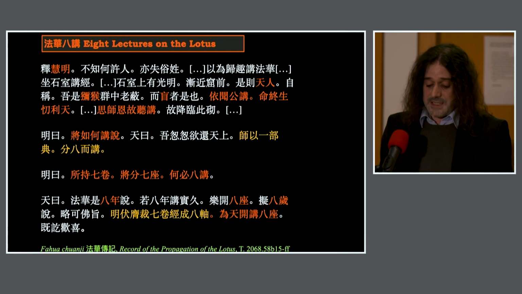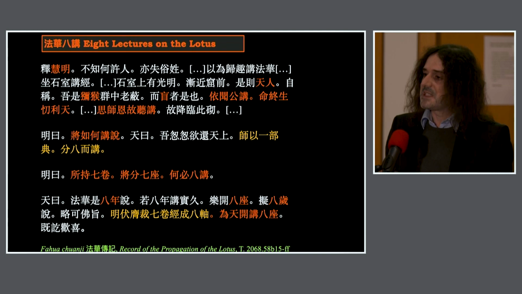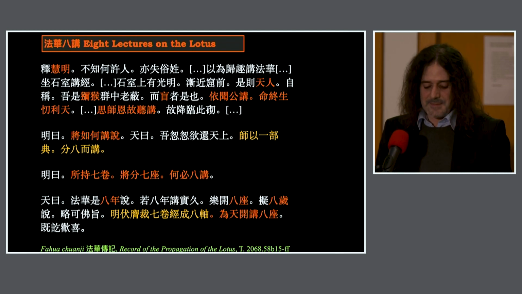And of course, these are just anecdotes, but despite their hagiographical nature, they reflect, I believe, an actual debate concerning this subdivision issue, which is explained via specific religious practices.